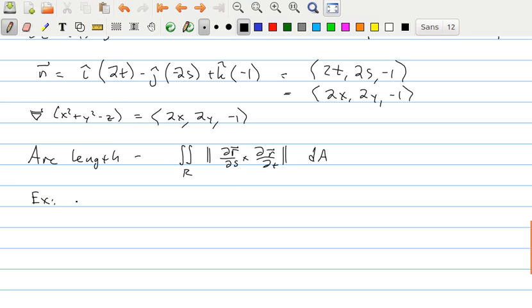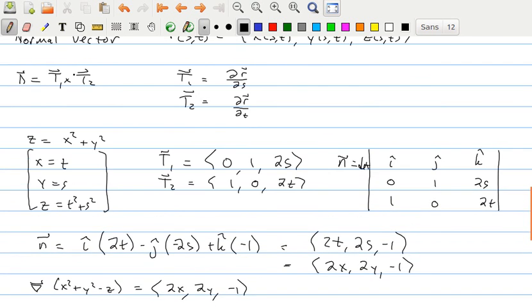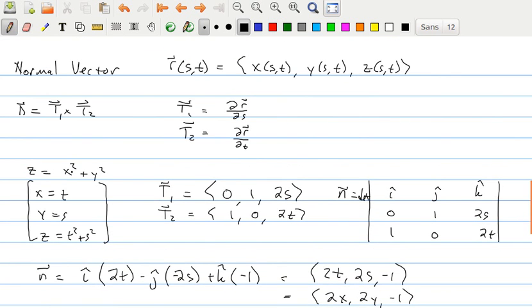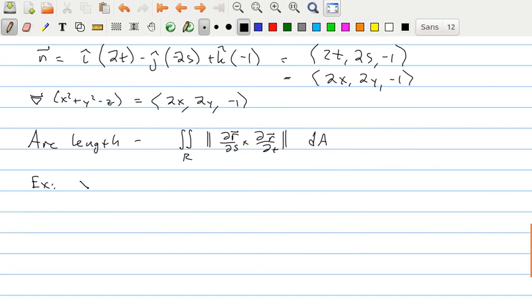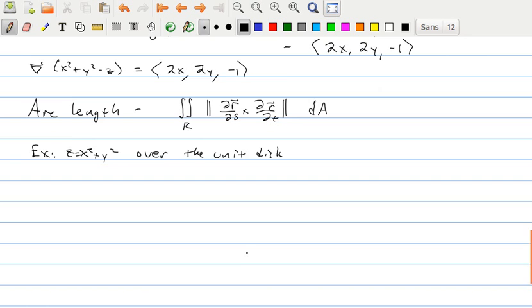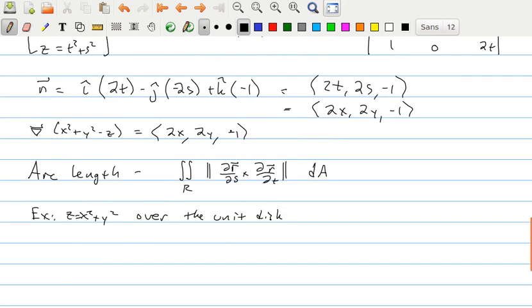Let's actually take the same surface we had, z equals x squared plus y squared, over the unit disk. So we've got our parameterization already. This is the thing that we actually just figured out in the previous step. So our arc length here, or not arc length, this is surface area, because we have a surface, not a line or an arc.